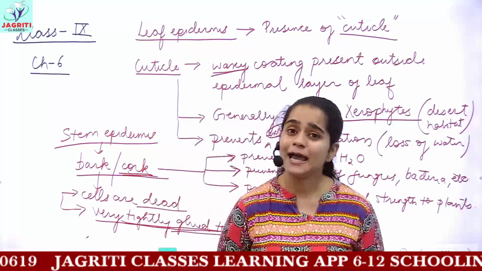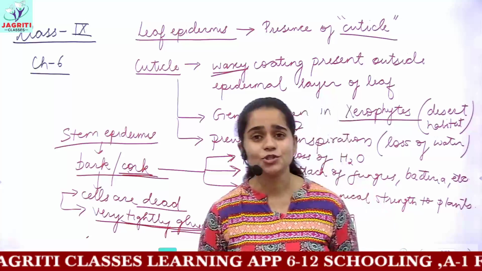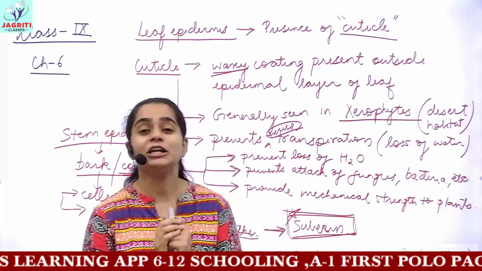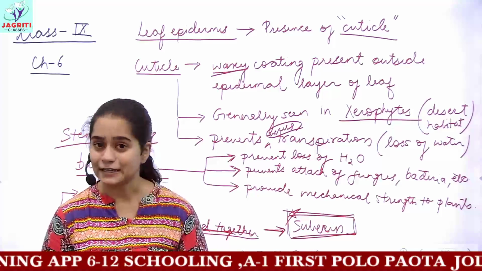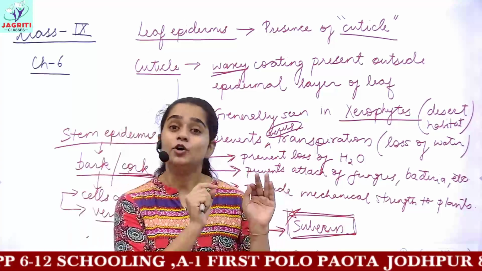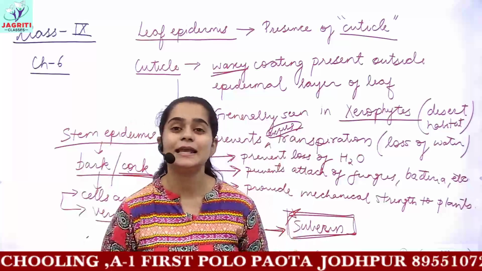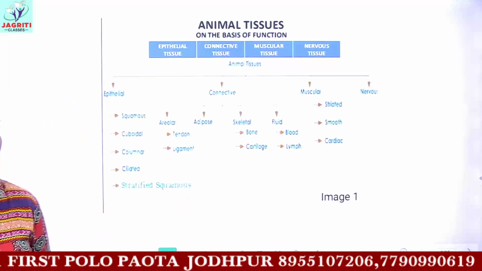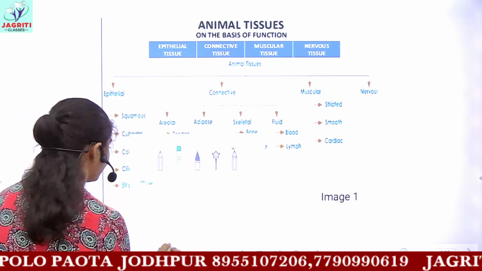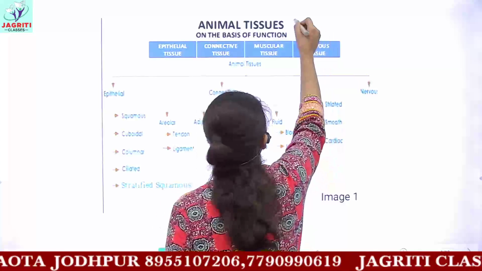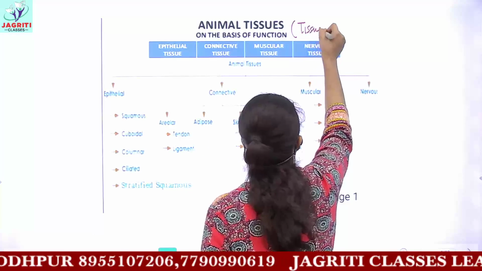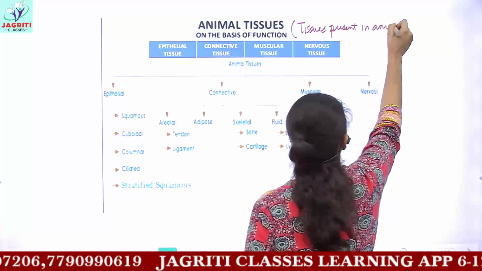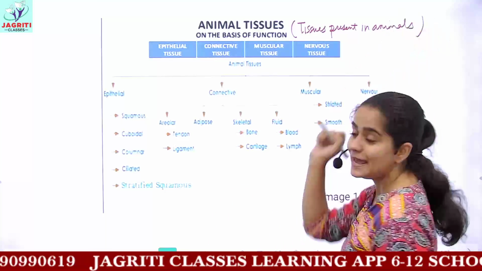So what do you mean by animal tissues? Obviously, the tissues which are present in animals are referred to as animal tissues, and these animal tissues can be divided into 4 categories. Likewise, we made a flow chart of the plant tissues; similarly, we can have a flow chart of animal tissues. So this is your flow chart of animal tissues. Animal tissues are the tissues found in or present in animals. Such tissues are known as animal tissues.